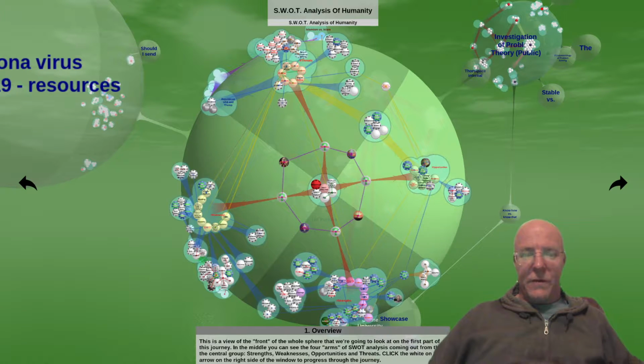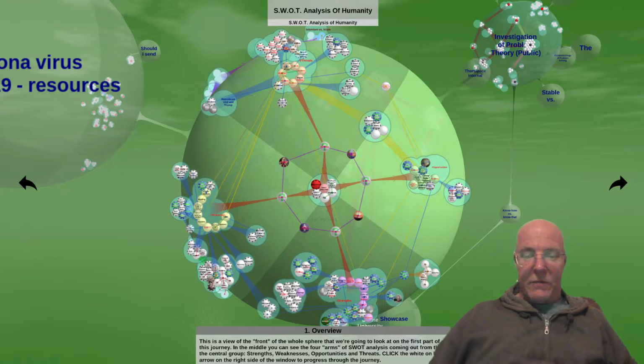This is a view of the front of the whole sphere that we're going to look at on the first part of this journey. In the middle, you can see the four arms of SWOT analysis coming out from the central group: strengths, weaknesses, opportunities, and threats.